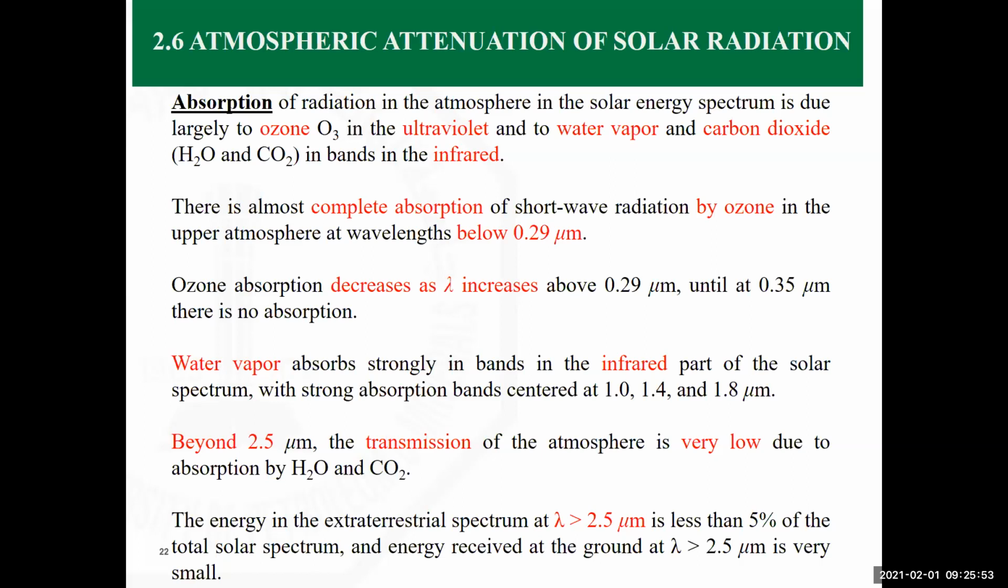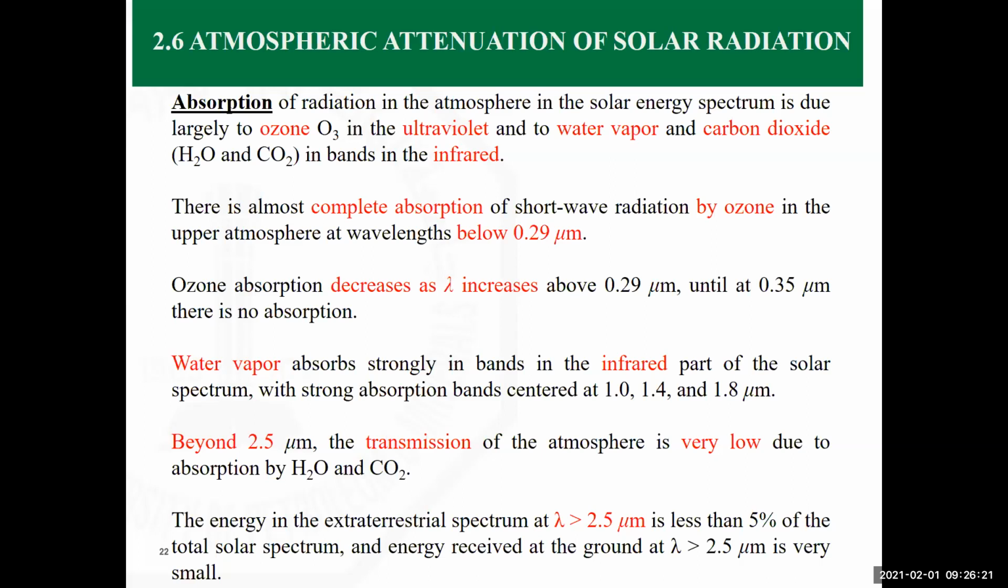Water vapor absorbs strongly in the infrared band of the solar radiation, and its strong absorption is in the range between 1 to 1.8 micrometer of wavelength. Beyond 2.5 micrometer, the transmission of the atmosphere is very low due to absorption by hydrogen, by water droplets and carbon dioxide.